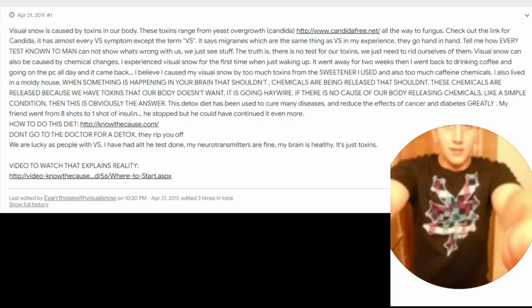"When something is happening in your brain that shouldn't, chemicals are being released that shouldn't. These chemicals are released because we have toxins that our body doesn't want. It is going haywire. If there is no cause of our body releasing chemicals, like a simple condition, then this is obviously the answer."